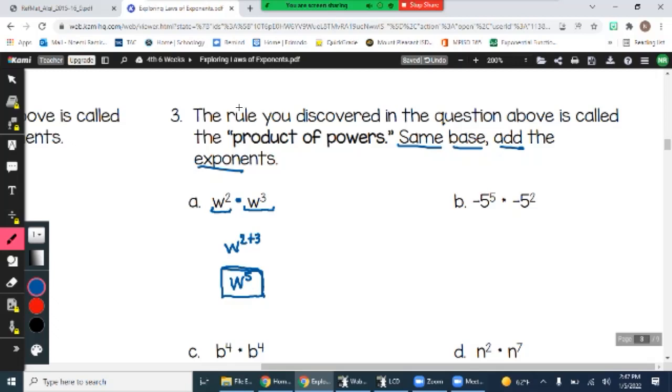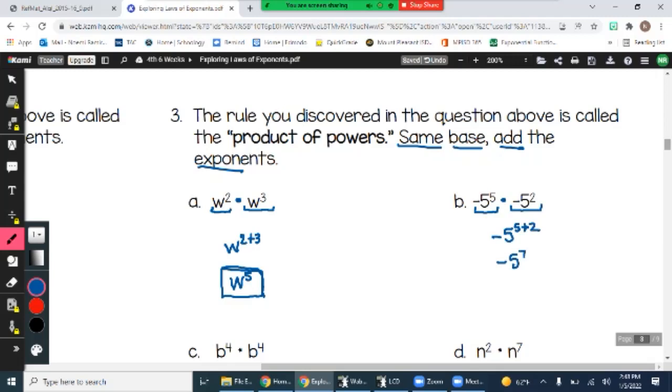So -5 to the power of 5, power, -5 squared, powers, and they're multiplied. So what stays the same? What is my base? -5, and what do we do with the exponent? So 5 plus 2. And what does 5 plus 2 give me? -5 to the power of 7.